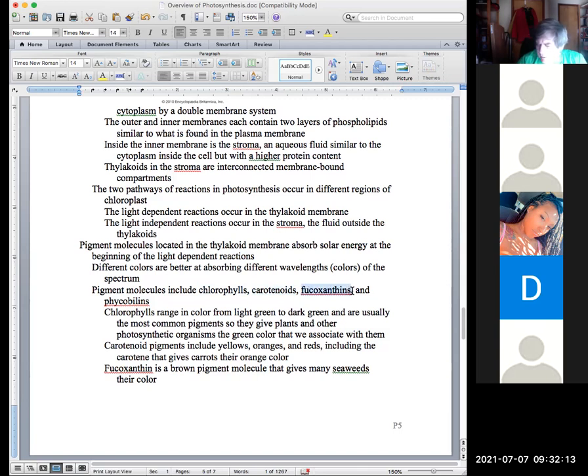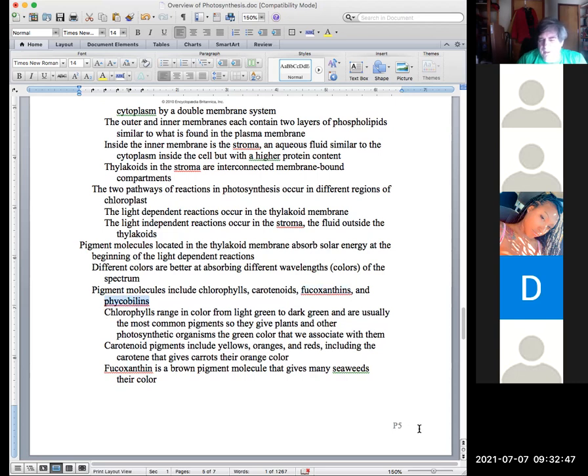There's another color called fucoxanthins, and fucoxanthins are brown, and fucoxanthins are pigment molecules that are found in a lot of what we call seaweeds. So if you've ever been in Lake Michigan, or if you've ever been in an ocean, some of the seaweed that you see floating around or gets on your arm looks brown, and you think it's all yucky and it's dead, and actually it's supposed to be brown. Not everything that's photosynthetic is red.